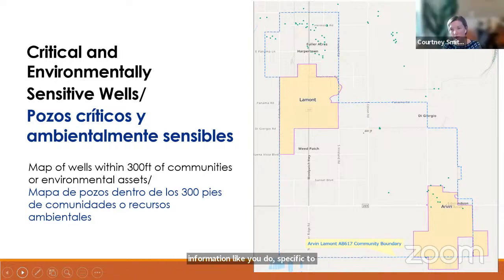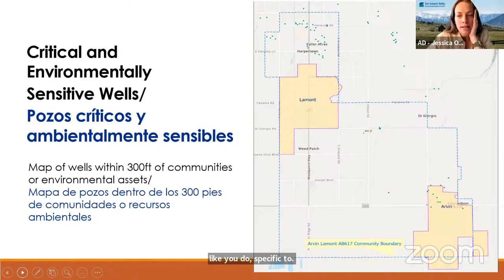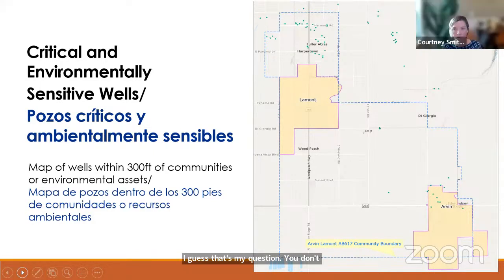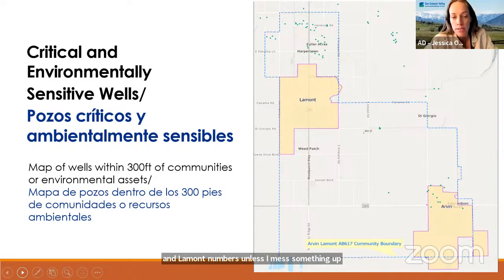Do we have a boundary for that? I guess that's my question. You don't have just Arvin and Lamont numbers, unless I messed something up. Mm-mm. They have numbers. Now it sounds like maybe if you want to hone in, but the numbers that they're sharing that they're calling Arvin Lamont is the number for the entire boundary.